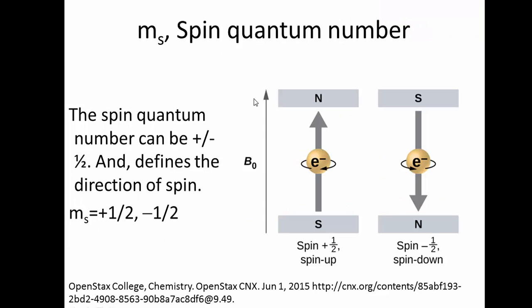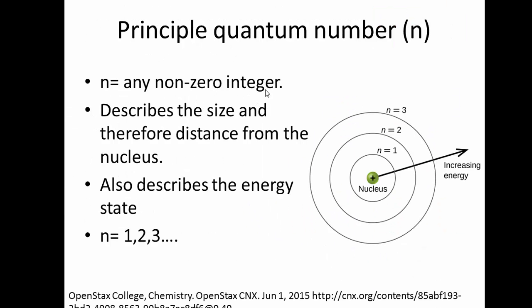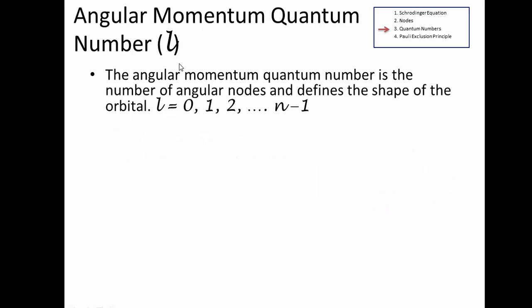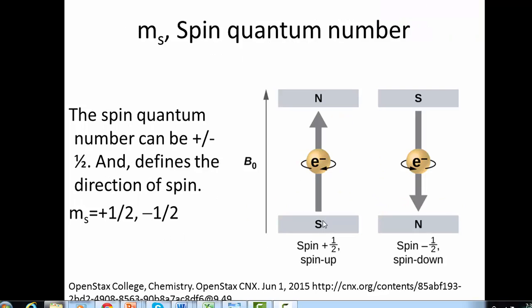So the first 3 quantum numbers we talked about: n, our principal quantum number, defines energy. L, our angular momentum quantum number, defines shape. And m sub L, our magnetic quantum number, defines orientation. So the first 3 quantum numbers define the orbital.